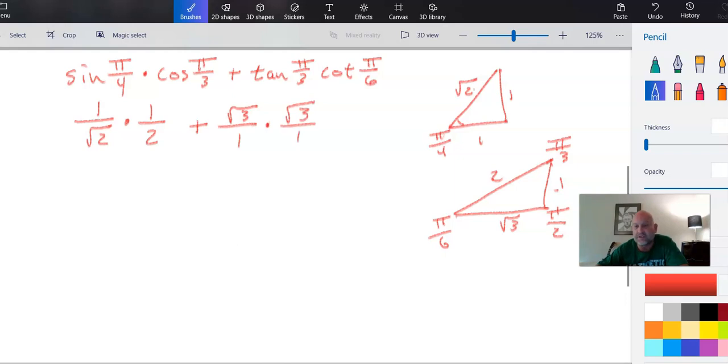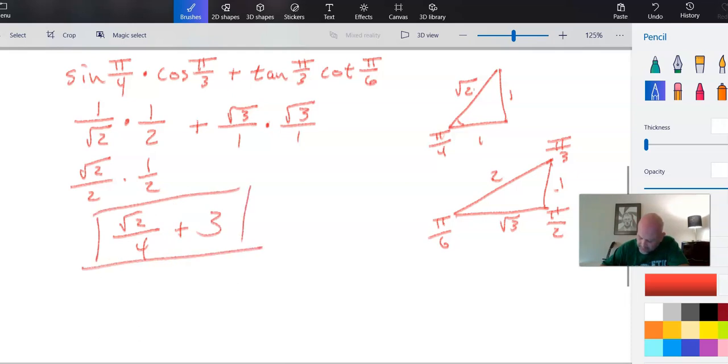So now it's just a matter of simplifying this down. And this one's going to have radicals in your answer, which is far more common than coming out with a whole number. Okay, so here we need to go ahead and rationalize the denominator. So this ends up being root 2 over 2 times 1/2, which is root 2 over 4. So that's this first part. And then over here, root 3 times root 3 is just 3. So this is root 2 over 4 plus 3.